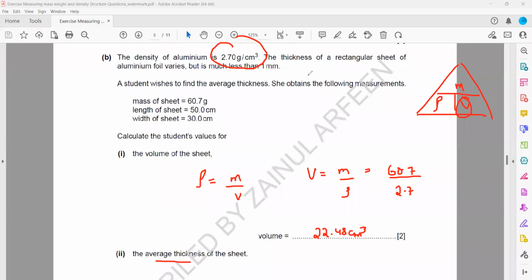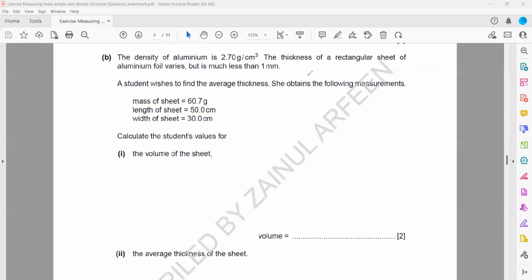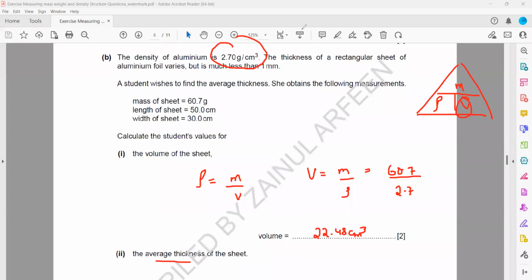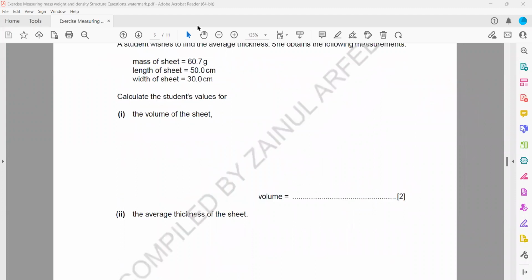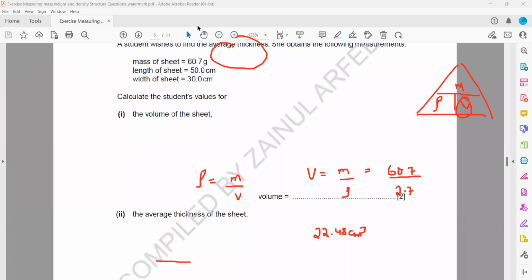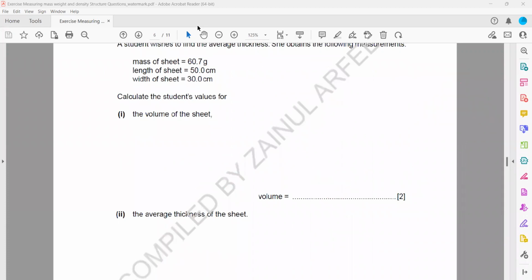Calculate the average thickness. How to work out the thickness after getting the volume? If we have the volume and it's a rectangular sheet, the volume of the rectangular sheet is length, width, and height. So we have this answer, 22.48. The volume is equal to length into width into height, or you can say thickness. So the volume is 22.48 centimeter cube.